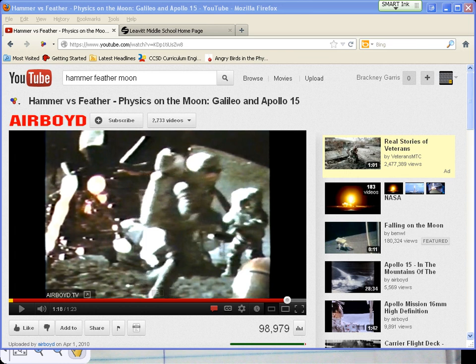Okay, so the question was, what will happen when you drop a feather and a hammer together at the same time on the moon? Will they hit at the same time? Will the hammer hit first or the feather hit first? So let's watch that real quick. Let me get to the full screen.